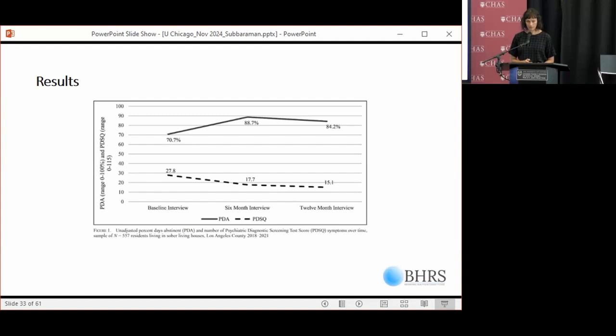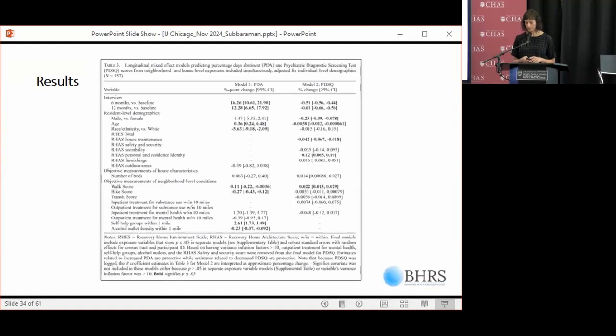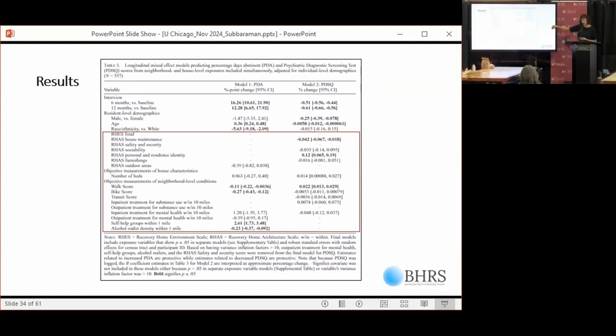These are the results from our final longitudinal mixed effects model. I want us to focus on what's in the red box, if you are able to see it. These are our main exposures of interest. And again, this model includes all of these together in one model. If there's a dashed line where you would expect to see an estimate, that's because it was not significant at the p less than 0.05 level in the separate model.